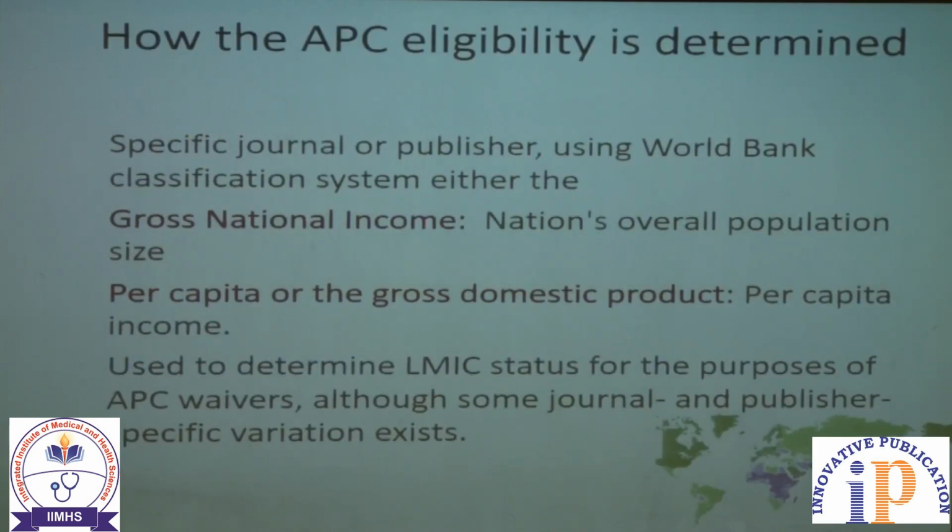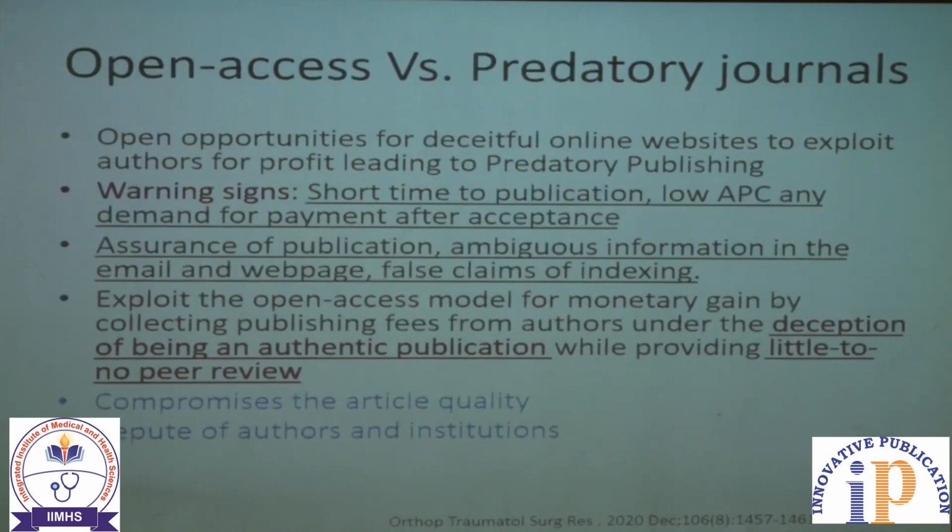So how is the APC eligibility determined? It is determined based on the WHO classification of the gross national income, and also the per capita GDP of that particular country. And accordingly, the low, and middle income countries are divided based on the GDP they have. It is classified according to the WHO, according to the World Bank, and also some journals and publishers have specific variations.